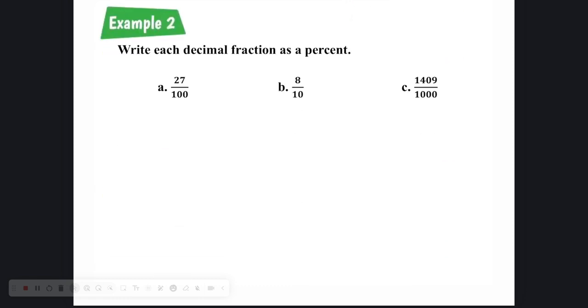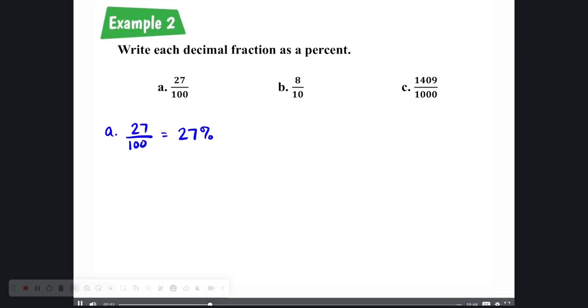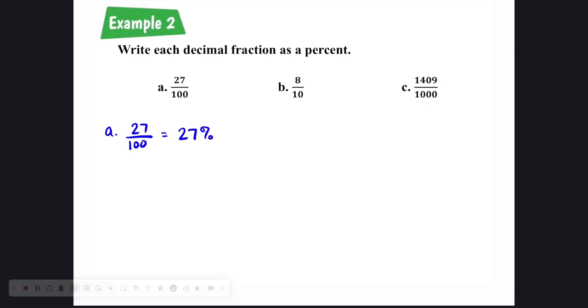Example 2. We'll do this problem together. Write each decimal fraction as a percent. For these problems, we will use the equivalent fractions method. Problem A, 27/100ths. Since the fraction 27 hundredths is already a fraction out of 100, we can easily write it as 27%.